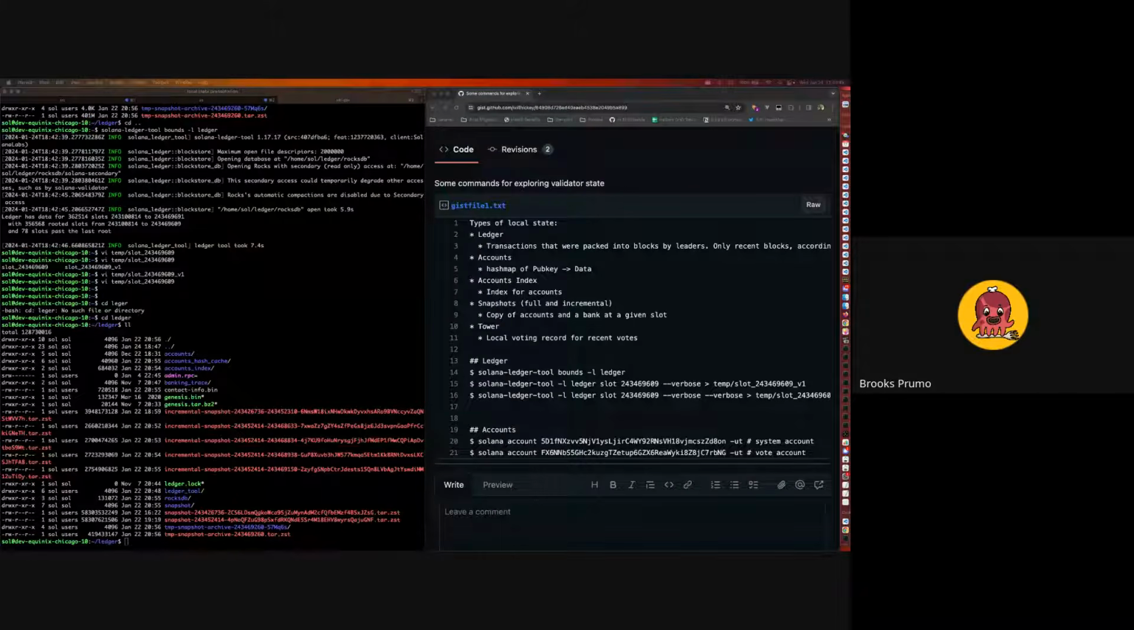Just to confirm, Brooks, so there's a snapshot directory under the base ledger directory, and there's a snapshot directory under the accounts directory. Correct. Okay. And under the snapshot directory, there's a slot, and then inside of there is an accounts hard link directory, which points to the accounts snapshot directory. Now, we are known for our confusing terminology, and this is no exception. Okay, cool. Thanks for all the clarification. Yeah, hopefully that answers all the questions there.